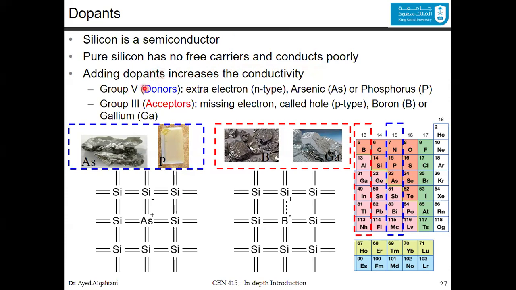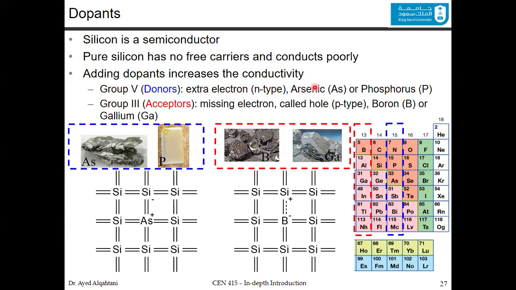Those dopants will be either from group number 5, which are the donors, group number 5 being this part, or group number 3, which are the acceptors, being this part. If you add a dopant from the donors, you will have an extra electron, which is the N-type. We will build the N-type transistor using this.